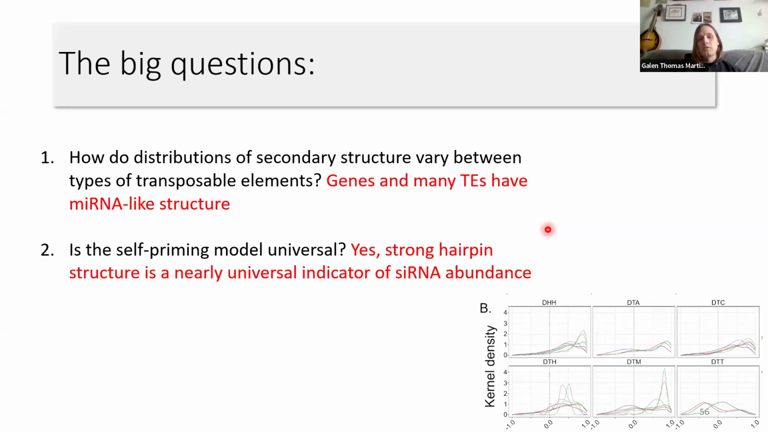Is the self-priming model universal? Well, yes, at least in terms of the fact that strong hairpin structure is correlated with high abundance of small RNA mapping.